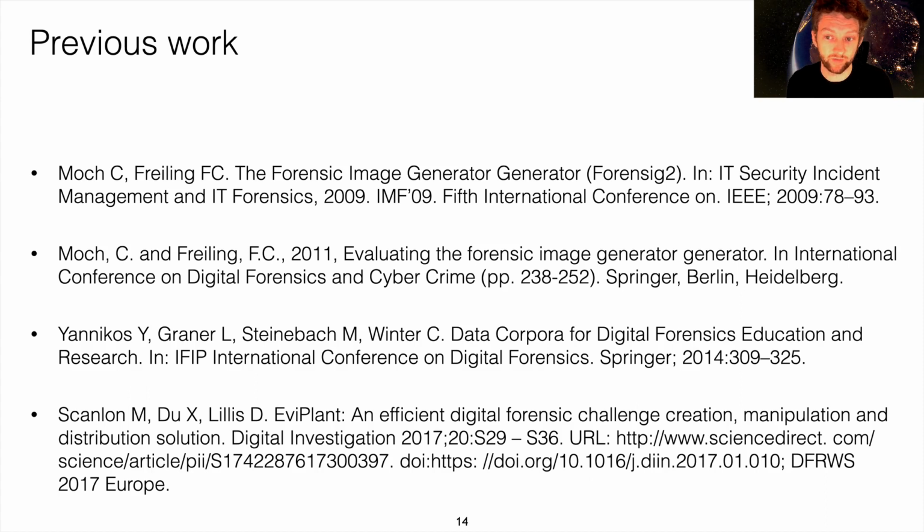reconstruct user behavior. So we also have Yannick et al. from 2014, mostly file system based artifacts, and we have Scanlon et al. from 2017 as well. This is the data injection approach I've been talking about, which is perfectly valid for a lot of scenarios, but I think it will hit limits at some point in terms of what's feasible to realistically fake with manual artifact injection.